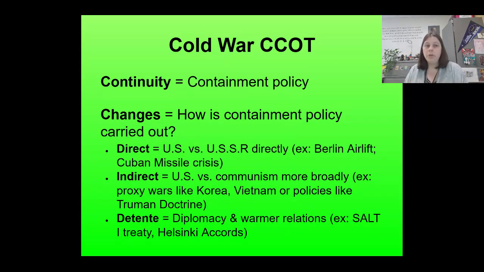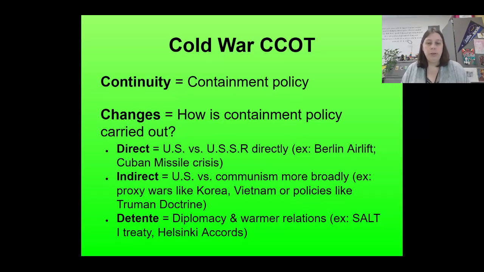Another good example of something that's considered direct conflict is the Cuban Missile Crisis, which features Soviet missiles that have been placed on Cuba, and the United States' decision to set up a blockade around Cuba and demand that the Soviets remove their missiles for the blockade to be removed. So that, again, is a pretty direct confrontation between the two countries.